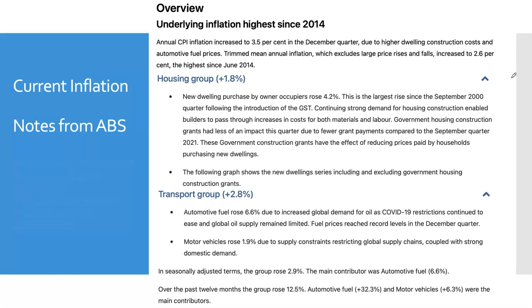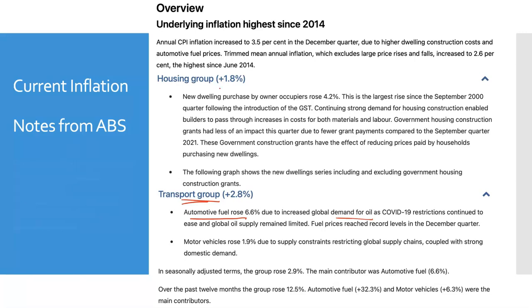So you might want to pause this to have a read, but we recognise that, and these are the notes from the Australian Bureau of Statistics, transport has gone up significantly. This is because fuel has gone up significantly because of increased demand for oil as COVID has become less of an issue as we have opened up. And there's been significant supply issues, emphasized even more post-December because of the war in Ukraine.